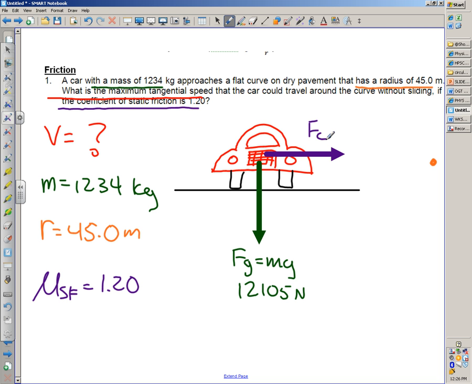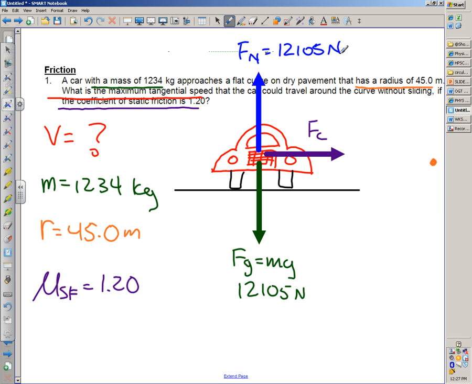One more thing. If this car is coming out of the board and going around a curve to its left, your right, is it moving up or down? No, meaning there has to also be what? There has to be a normal force in this problem. How big is that normal force going to have to be? Same as gravity, right? So we'll draw it here like this, and then we'll take it up here, and then we know that F of n has to also be equal to 12,105 newtons.